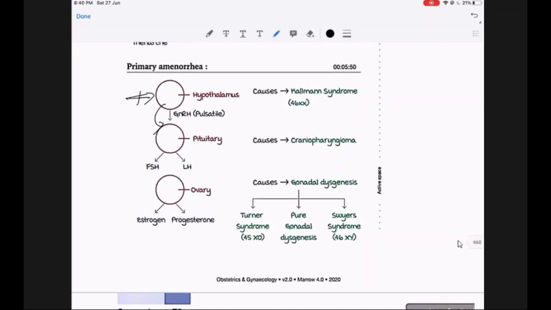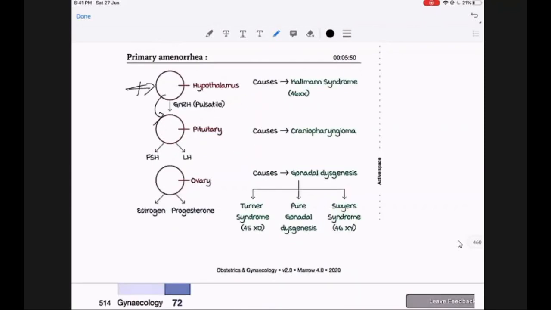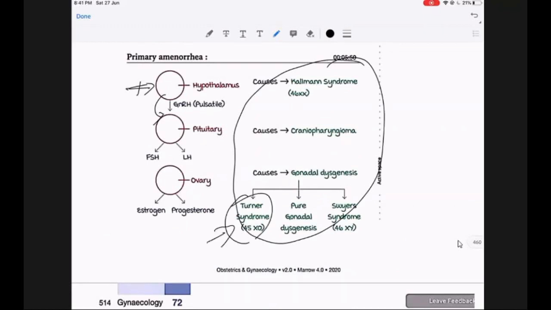If your ovary alone is defective, then however many signals you give, it's going to be of no use, right? That time, what are the three conditions of the ovaries that we have to learn about? One is Turner syndrome. One more is pure gonadal dysgenesis, then Swyer syndrome. Out of all these things, which is the one thing that we have heard of till now? That is Turner syndrome, right? If we have learned so much about Turner syndrome, then that means it is more common, right? So the most common cause for primary amenorrhea is Turner syndrome.